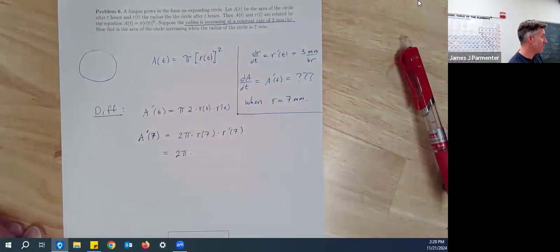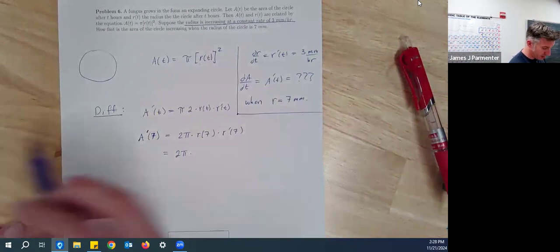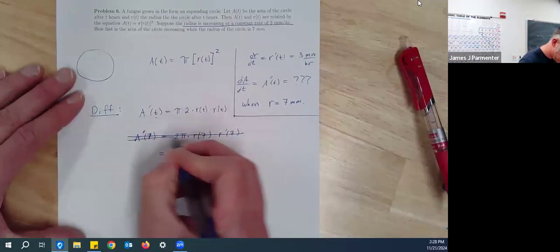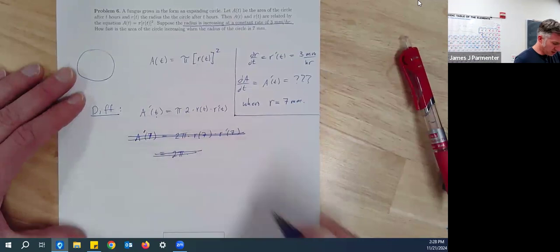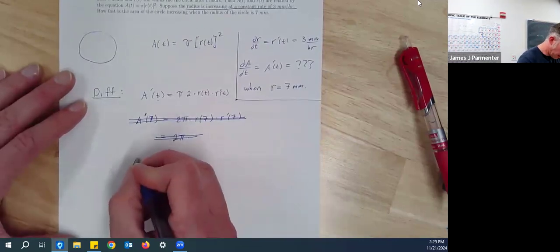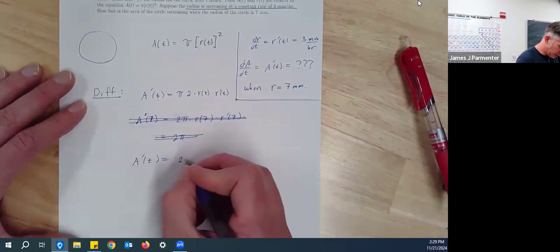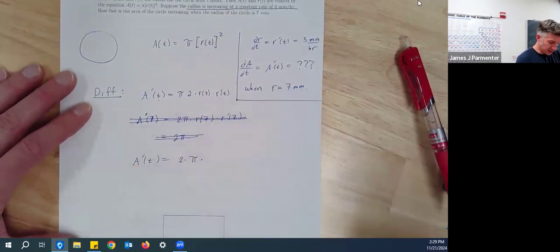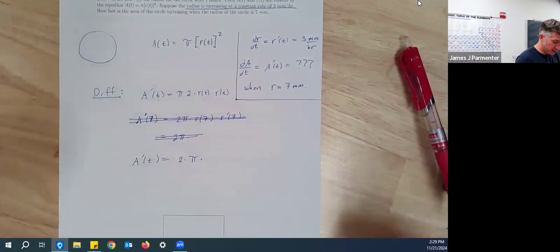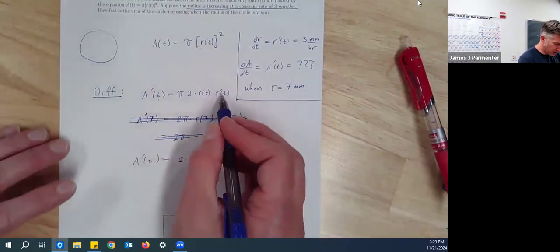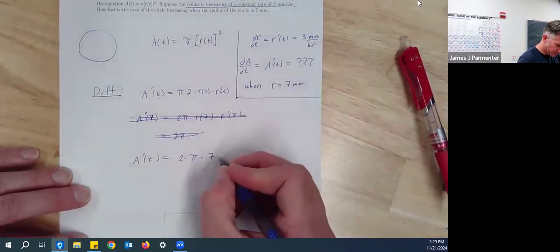Right, the time isn't 7, the radius is 7. I should not be plugging in 7 for t here. What I really should be writing is that my rate of change, A prime of t, is going to equal 2 times pi times my radius, not r of 7, just 7, times the rate of change of my radius, which is 3.